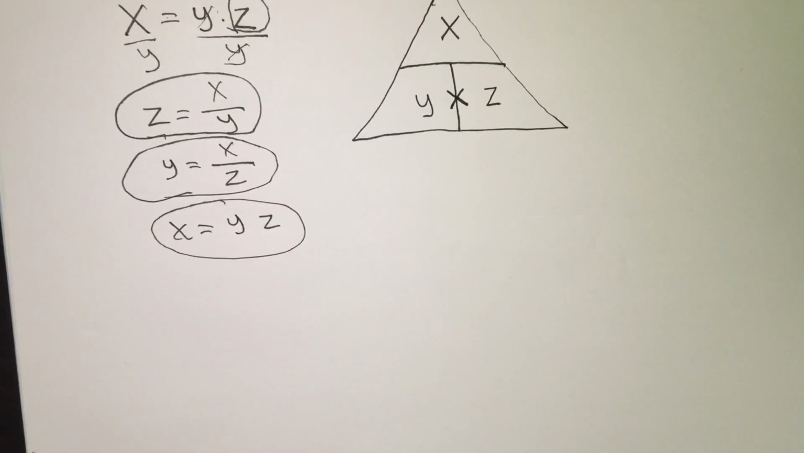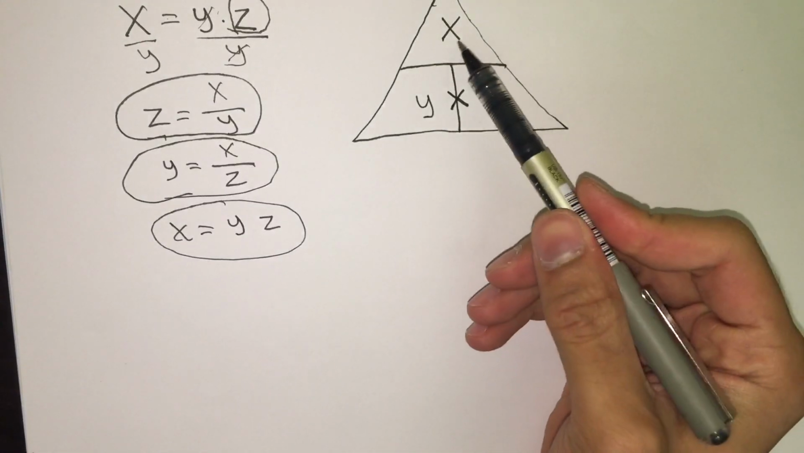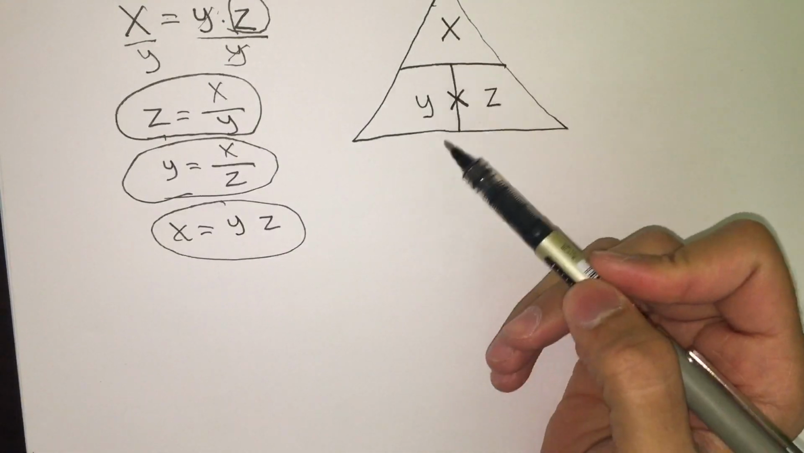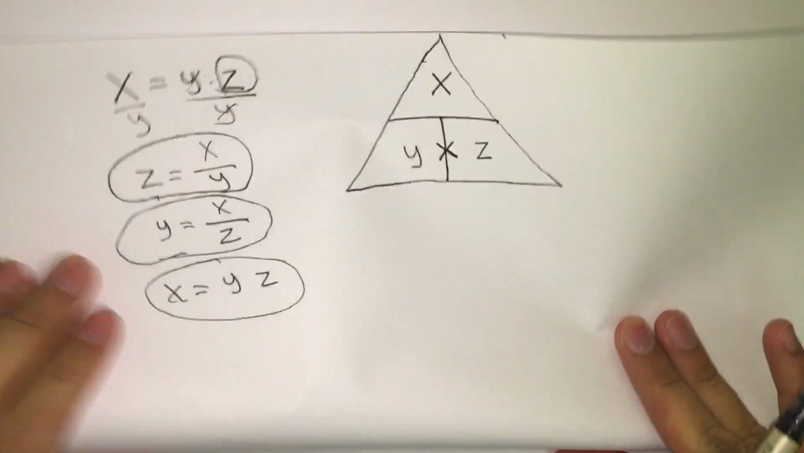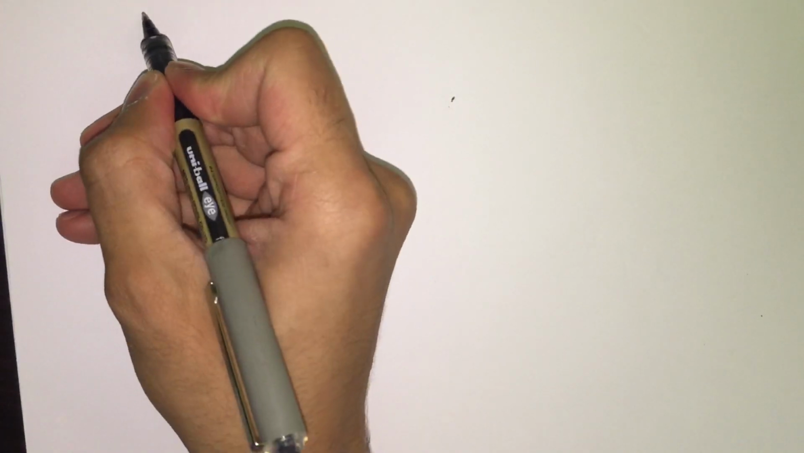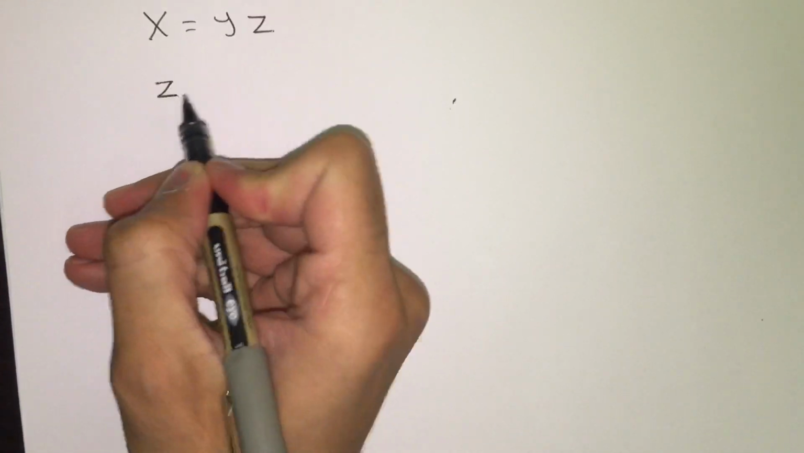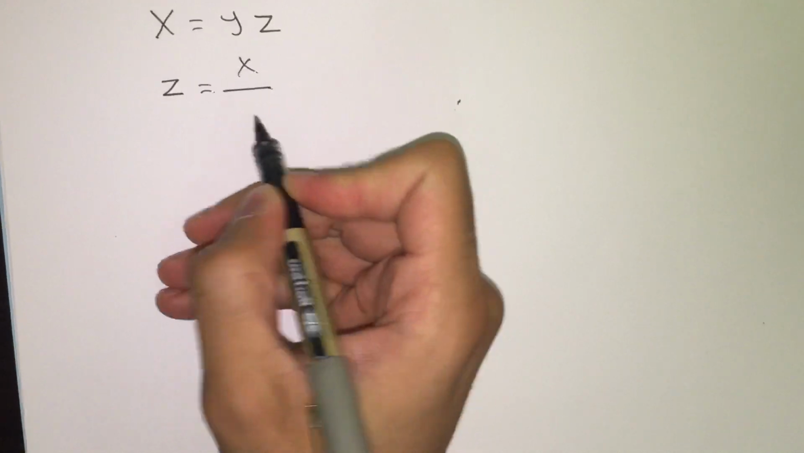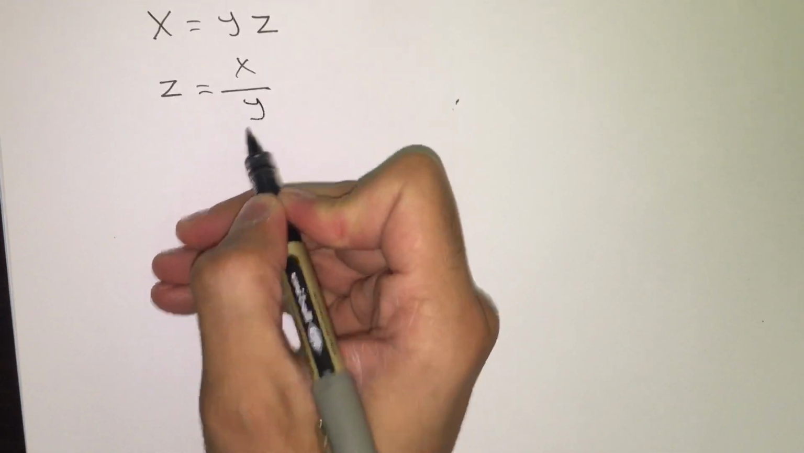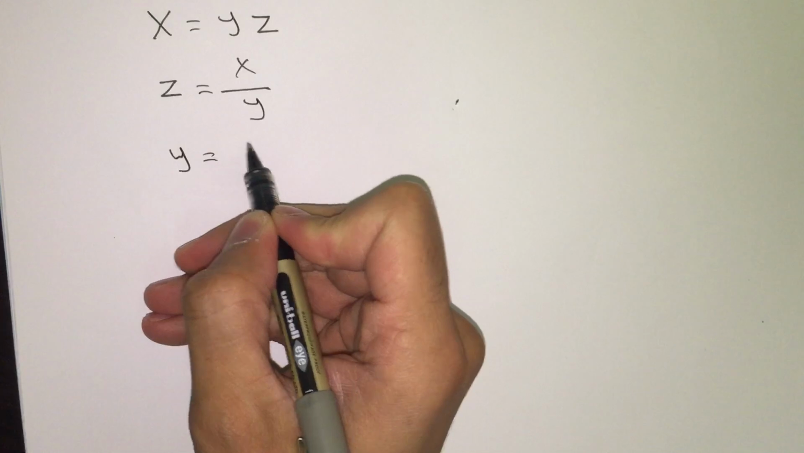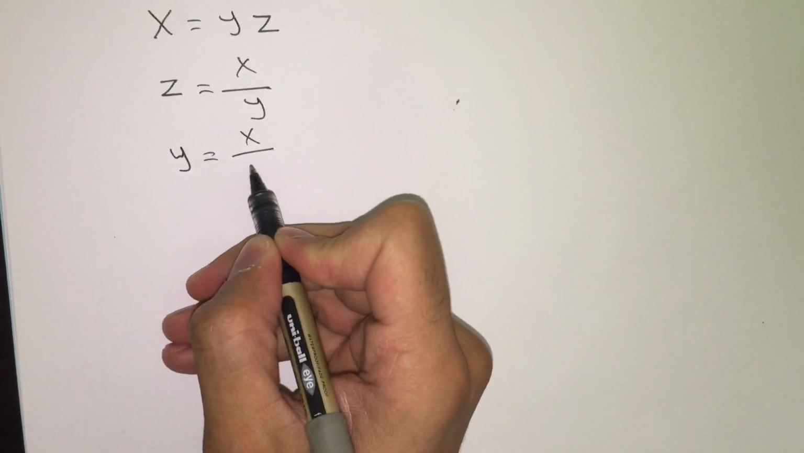So let's talk about why did we put the x on top of the triangle and not the y or z. I will explain that. Just let me use a different paper. So you will get the previous equation in three forms. You could get it in this form, x equals y z, or z equals x divided by y, or this way, y is equal to x divided by z.